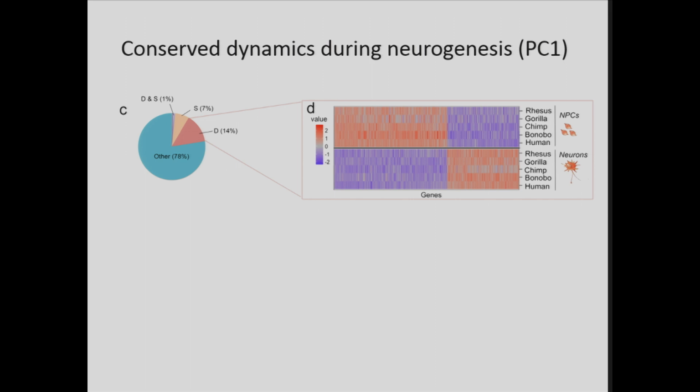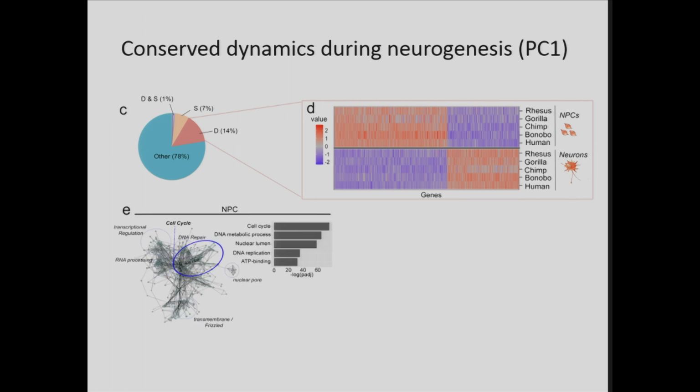So you can see that independent of what species you're coming from, the neural progenitor cells of that species have higher expression of a certain set of genes, and when they become a neuron, they have higher expression of that set. So this is independent of species. And if we look at what kinds of genes they are, these are genes that are expressed in the cell cycle, differentiation processes, the things that we would expect a proliferating cell to be involved in.